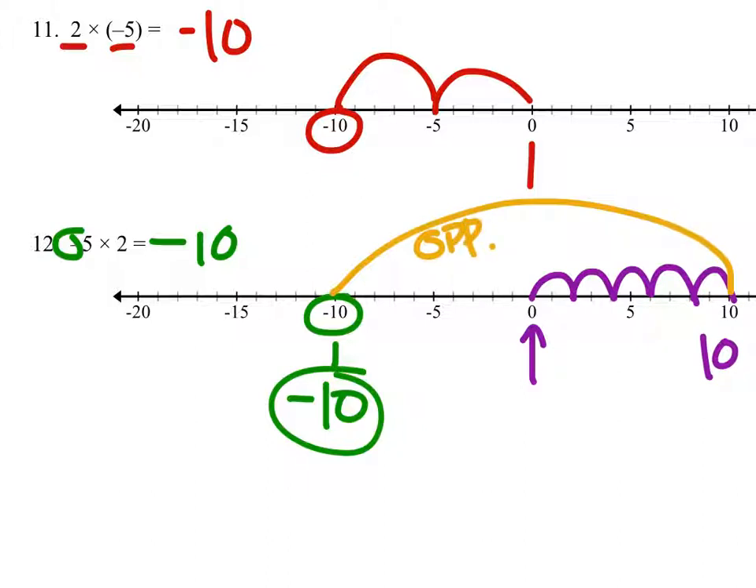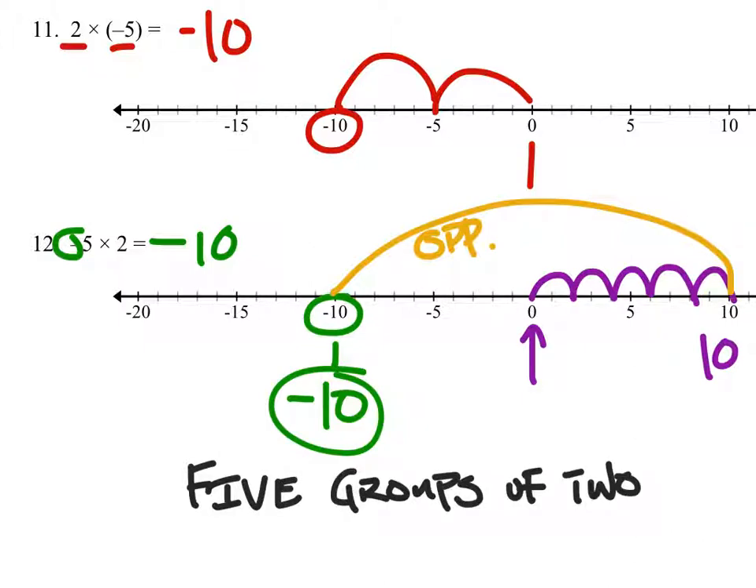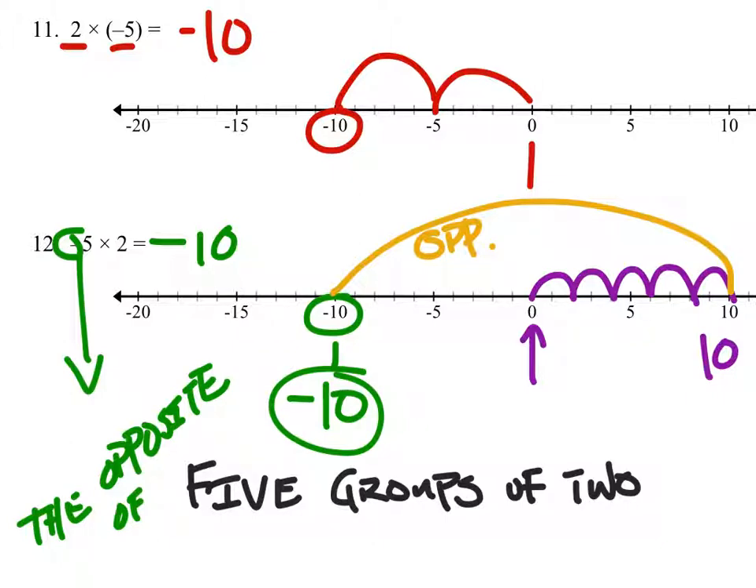So 12, let's go ahead and just write it out then. So that's a -5 times 2. Let's identify first that I've got 5 groups of 2, right? But then that negative in the beginning is going to make it the opposite of 5 groups of 2. And there we go.